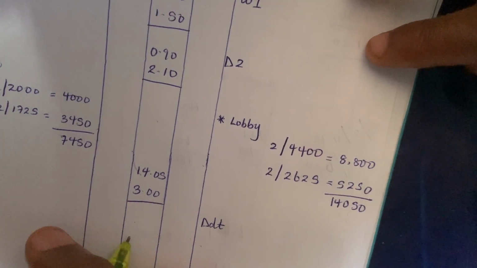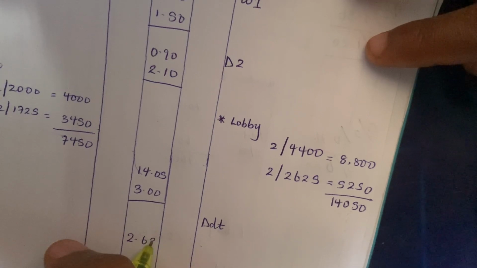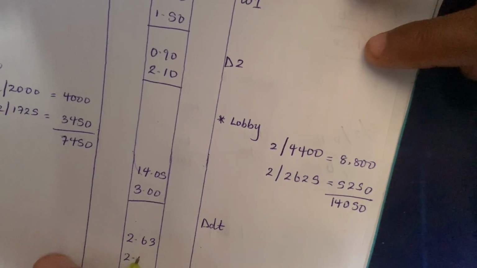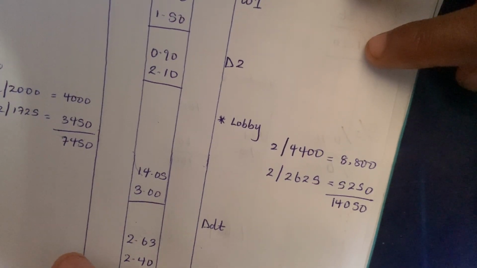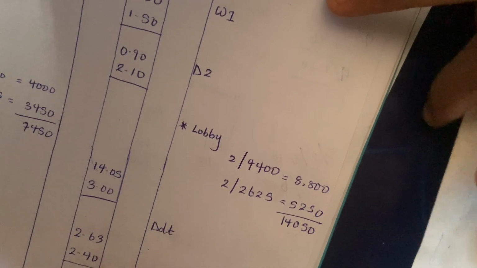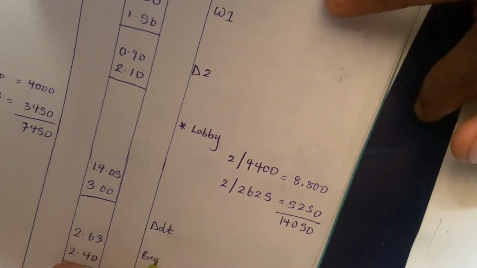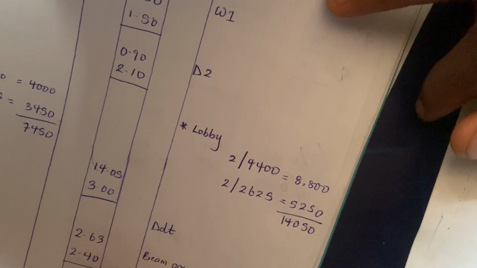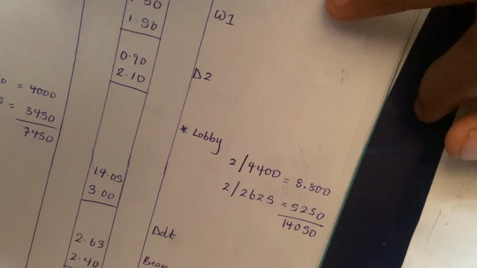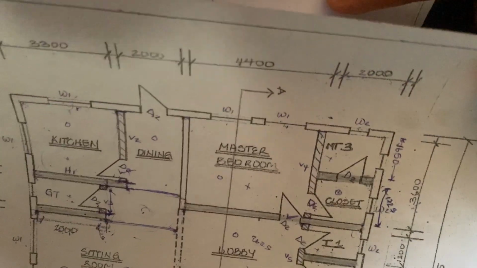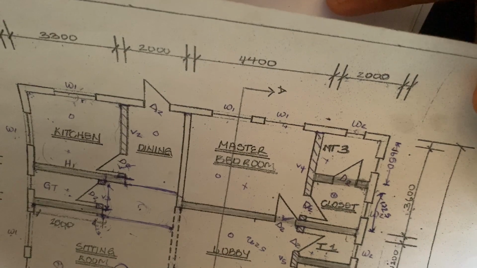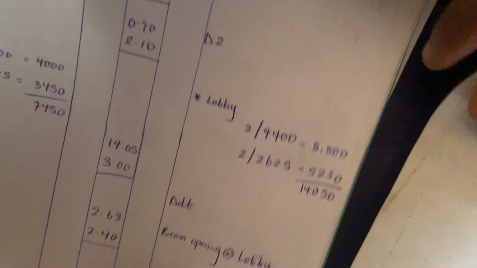So we'll deduct 2.63 by the height 2.40, and then we close. Then after deducting the beam opening at the lobby, we're going to be deducting the doors, and they are just the doors at the lobby. So we're going to book.